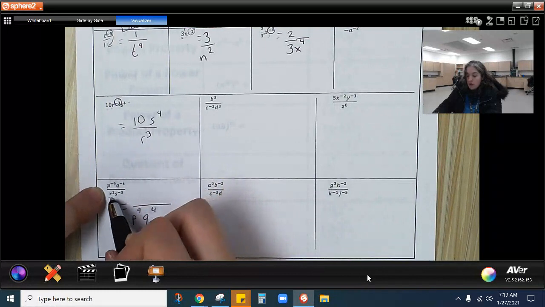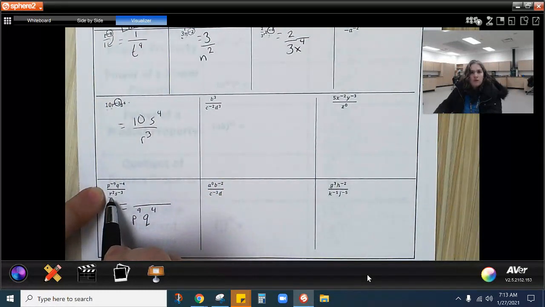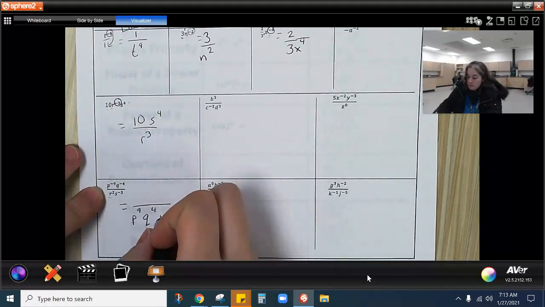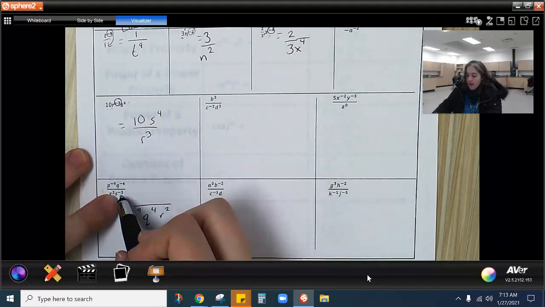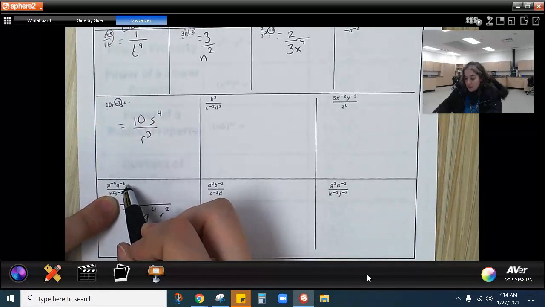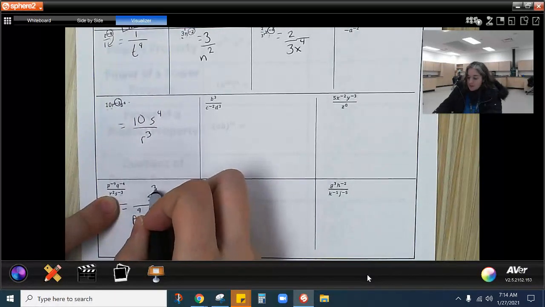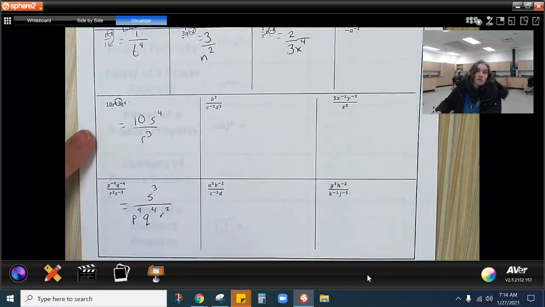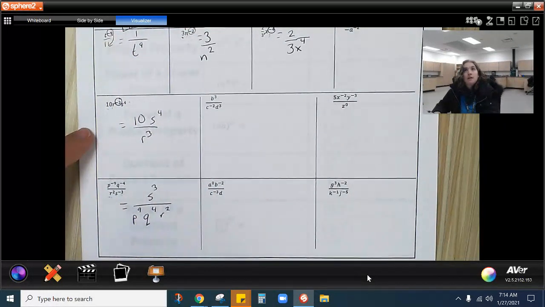Next one is r squared. What do we do to it? It's positive. He's happy in the denominator, so we just leave him. He's an r squared. And then we have s to negative 3. It's a negative in the denominator, so we have to move it, so it becomes s to the positive 3 now in the numerator.